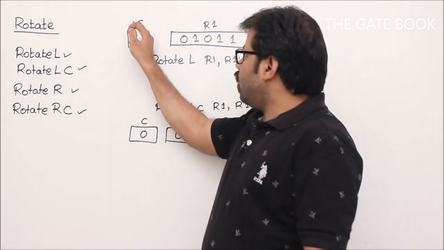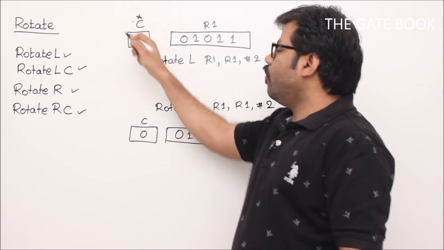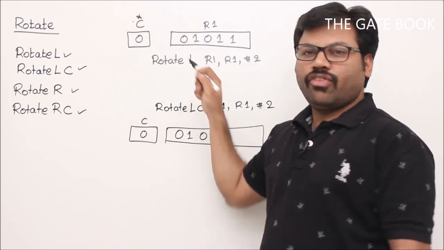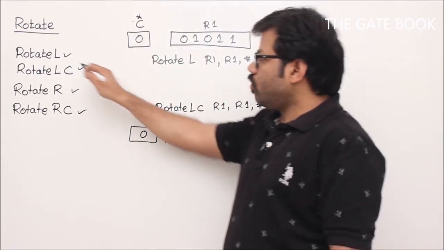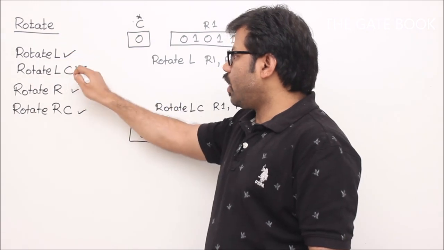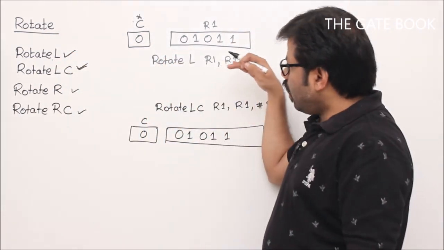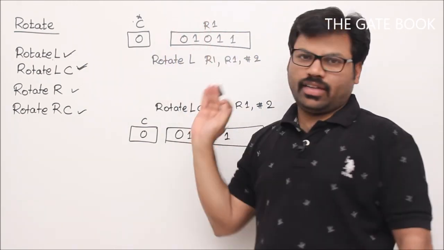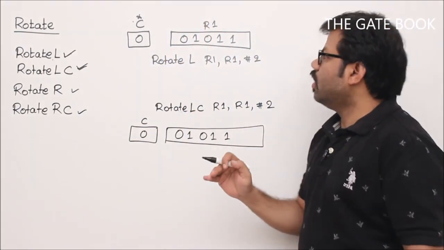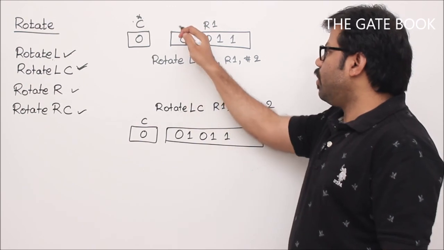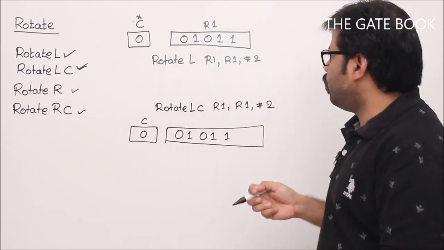Now, here also we will have the carry flag. Whether you use it or not, the carry flag will be updated. So we have 2 operations: rotate left and rotate left through carry. In rotate left, carry will also be updated, but the rotation will not go through that carry. We will try to understand that with an example. For simplicity, I am using only 5-bit registers. We can extend it to 32-bit also.